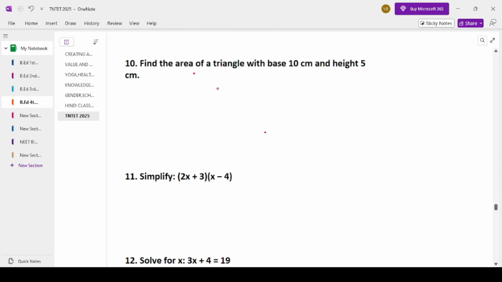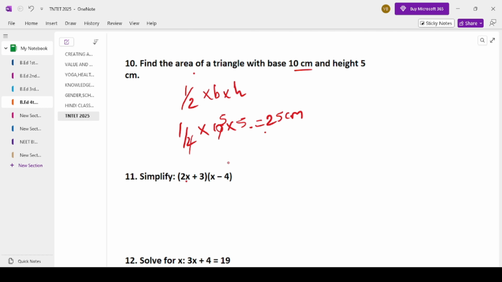Final question பாருங்க. To find the area of a triangle with base and height. So the area of a triangle formula is half into base into height. So half into base is 10 and height is 5. So the answer is going to be 25. That's the answer. And simplify பாருங்க.